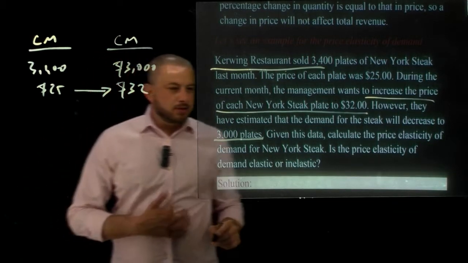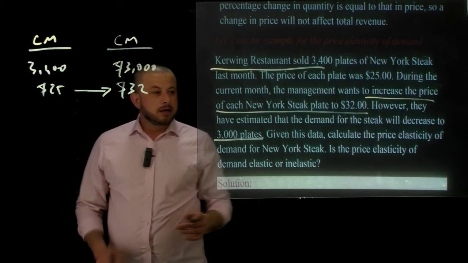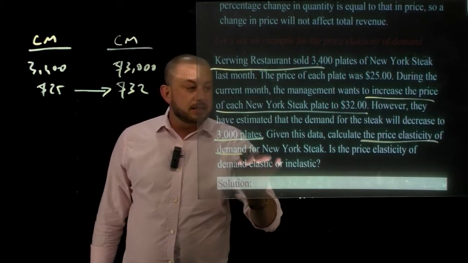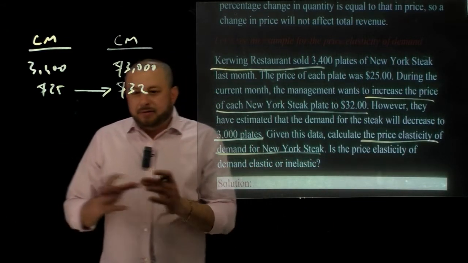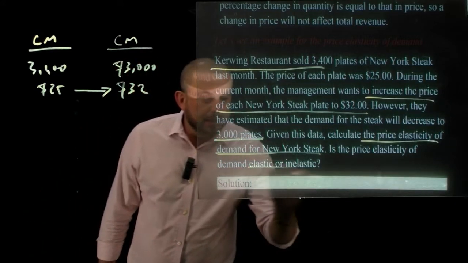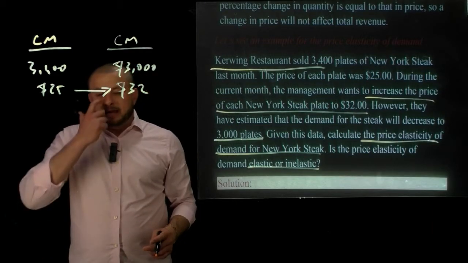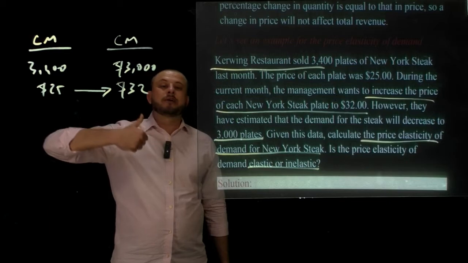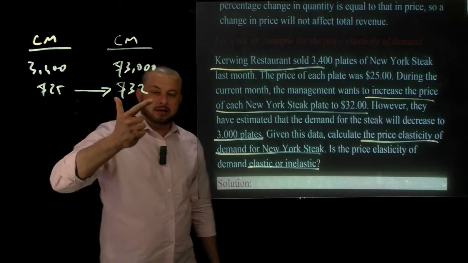This is their estimations. Given this data, the management is curious: if there is a price elasticity of demand for New York steak, what kind? Elastic or inelastic? That's what we're going to do right now. Again, what are we solving for? We are solving for whether we have price elasticity or inelasticity in this situation, right?